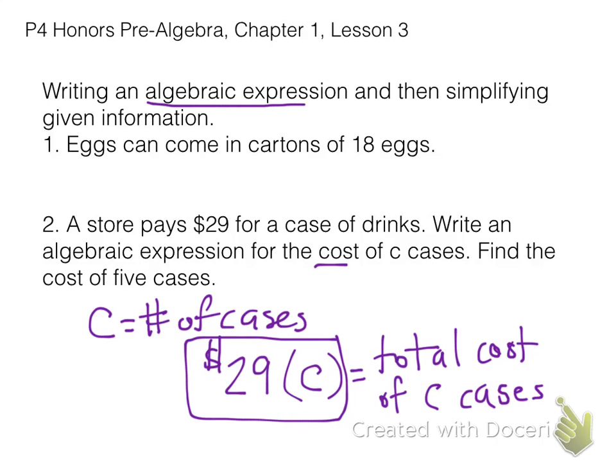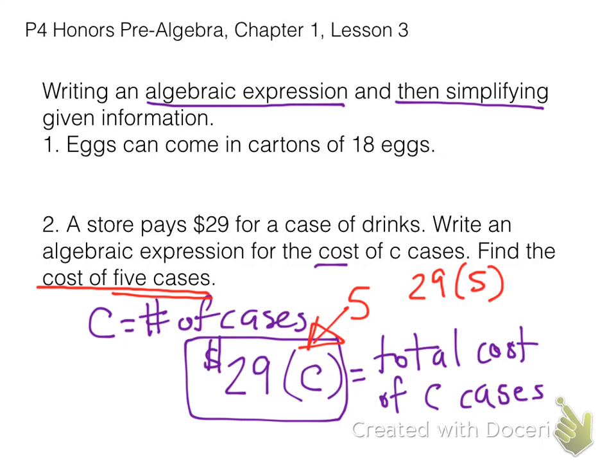We're going to write an algebraic expression, and then we're going to simplify using the given information. The given information is that we have 5 cases. So C, since that's the number of cases, is going to be 5. So it's going to end up being 29 times 5. With my handy dandy calculator, I did 29 times 5, which equals $145. So if I were to buy 5 cases at $29 each, it's going to cost me a whopping $145. Hopefully I'm going to make some profit off of that.